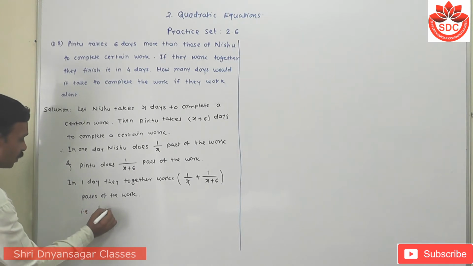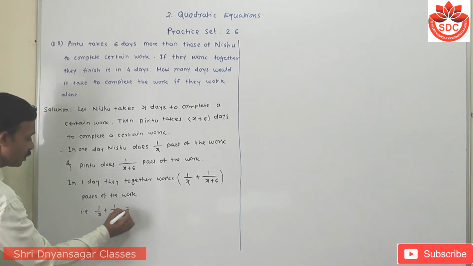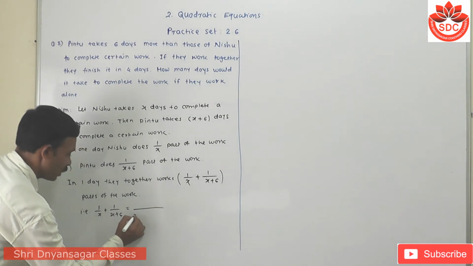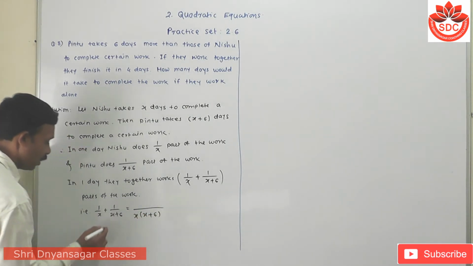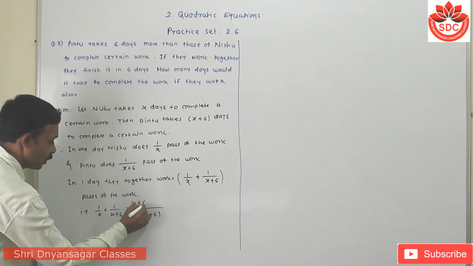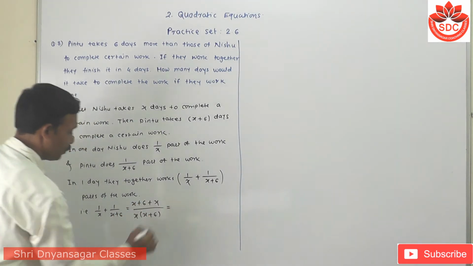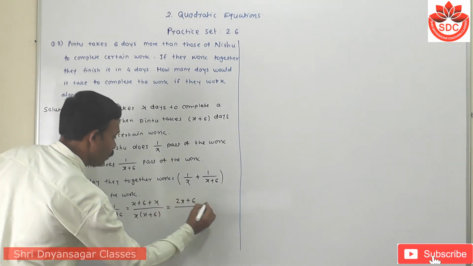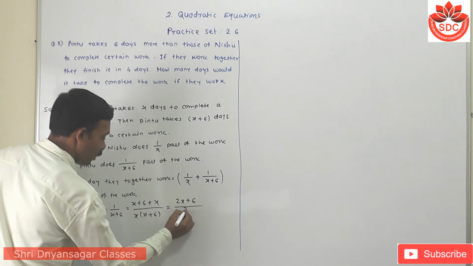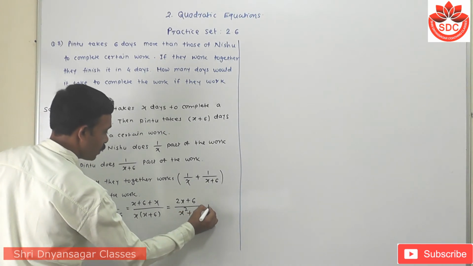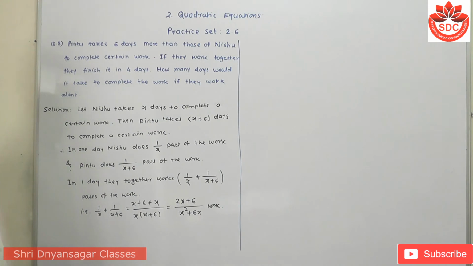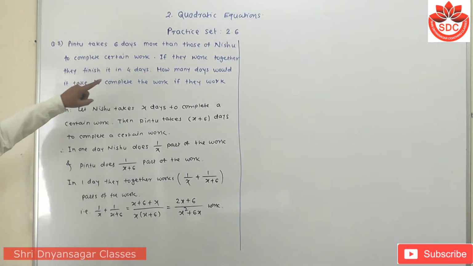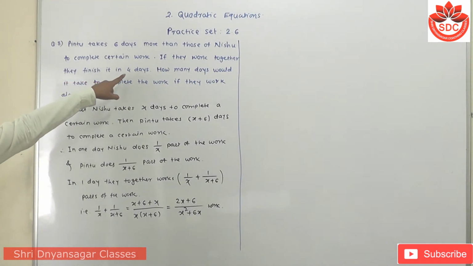1 upon x plus 1 upon x plus 6 is equals to, now we take its LCM means x in bracket x plus 6. Now then by cross multiplication x plus 6 plus x means x plus x is twice x plus 6 upon x square plus 6x work done by both of them. Now this is work done in 1 day. Now student, if they work together they finish it in 4 days.